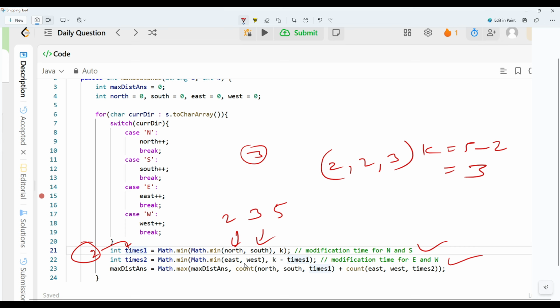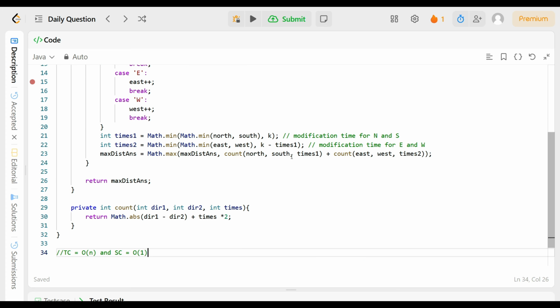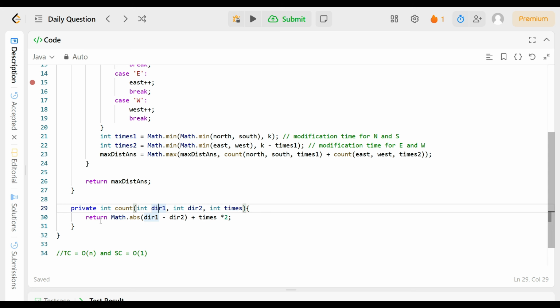Now you have times 1 and times 2. Once you have times 1 and times 2, you will use the max distance: the max between the count of north and south and the count of east and west, and you will return the answer. How are you going to find the count? Let's see. For the count, you will write direction 1, direction 2 and the times: math.abs of direction 1 minus direction 2, plus times into 2. And you will get the count and finally return the answer.